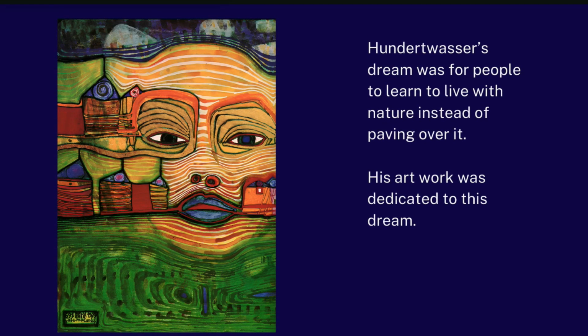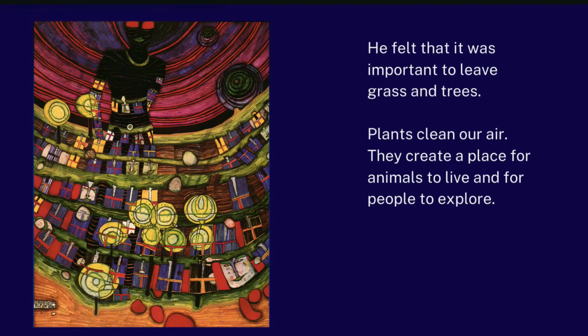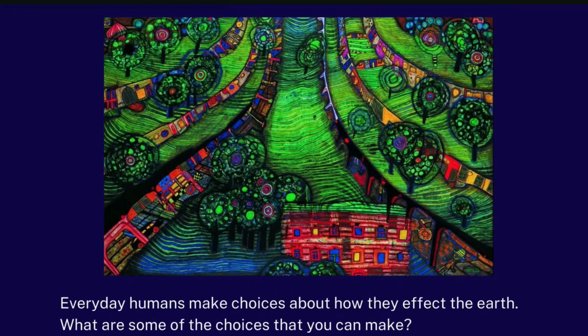Hundertwasser's dream was for people to learn to live with nature instead of paving over it. His artwork was dedicated to this dream. He felt that it was important to leave grass and trees. Plants clean our air. They create a place for animals to live and for people to explore. Every day, humans make choices about how they affect the earth. What are some of the choices that you can make?